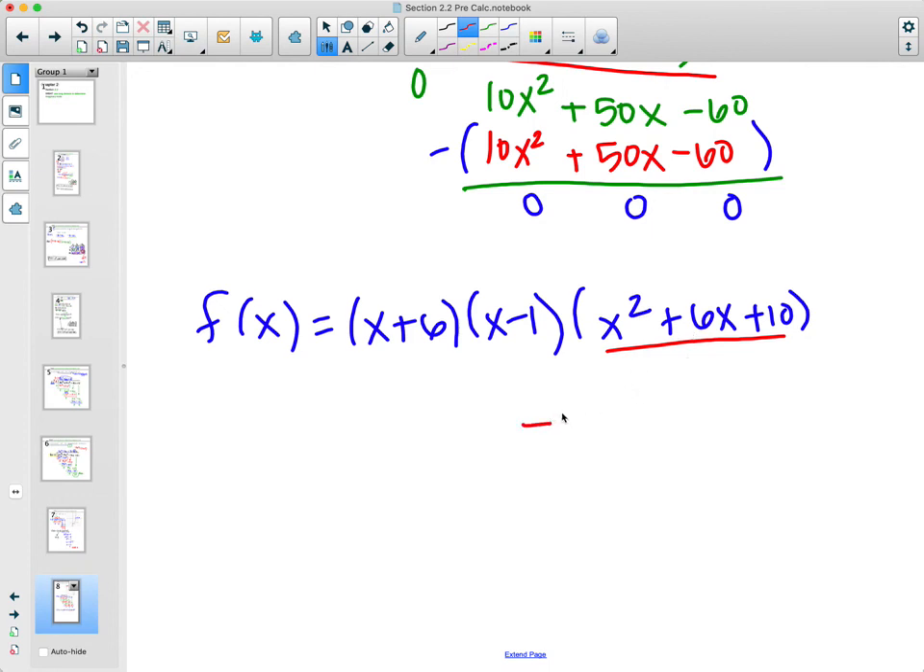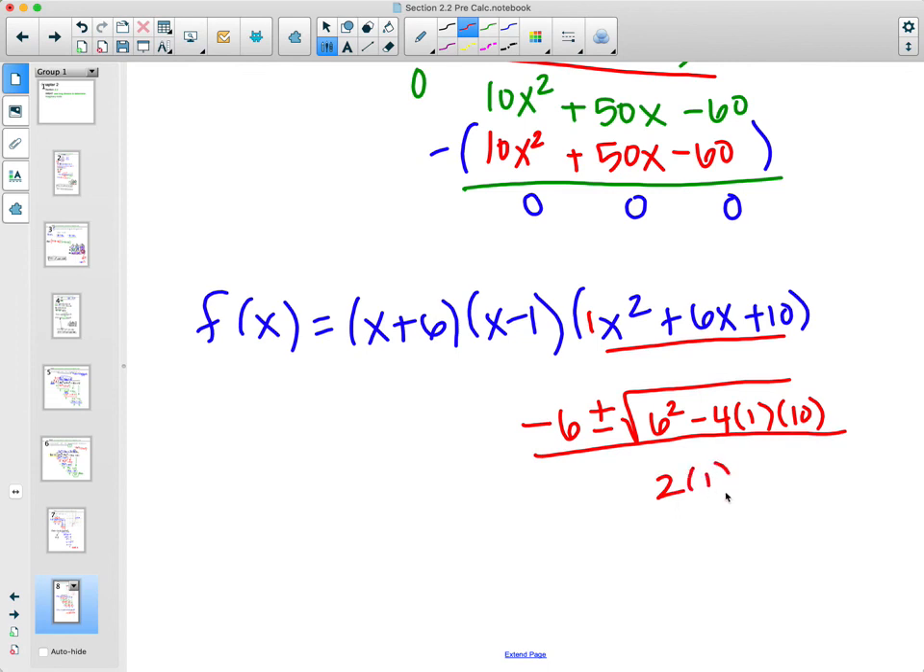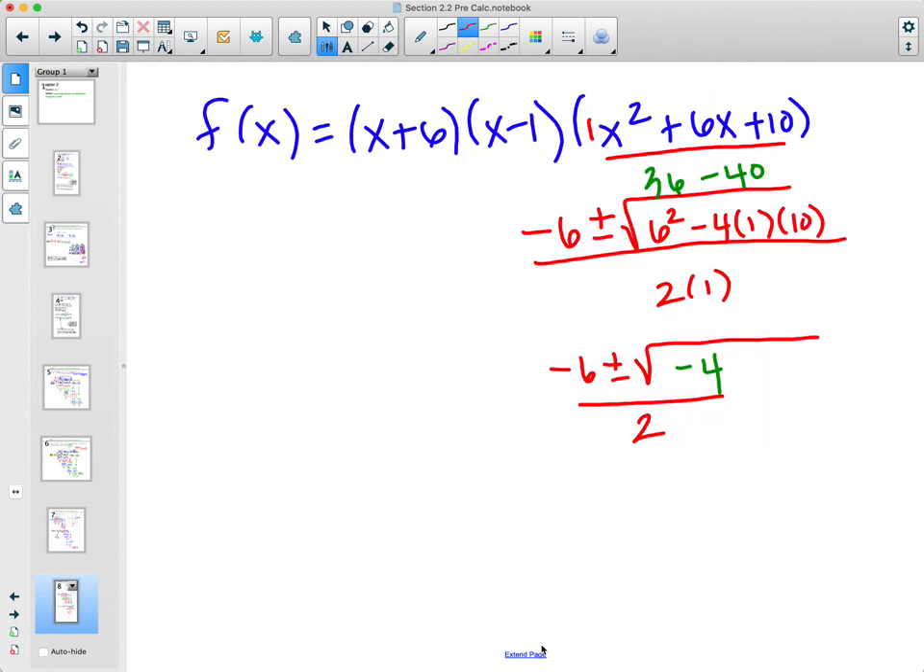So then we can do the quadratic formula, because this is not factorable. So we'll do the opposite of b, plus or minus the square root of b squared minus 4 times a times c, where a is 1, all divided by 2a. And then simplify, so negative 6 plus or minus. So negative 4 times 10 is negative 40. So we have 36 minus 40 under the root. So we'll just get negative 4, and then divided by 2.